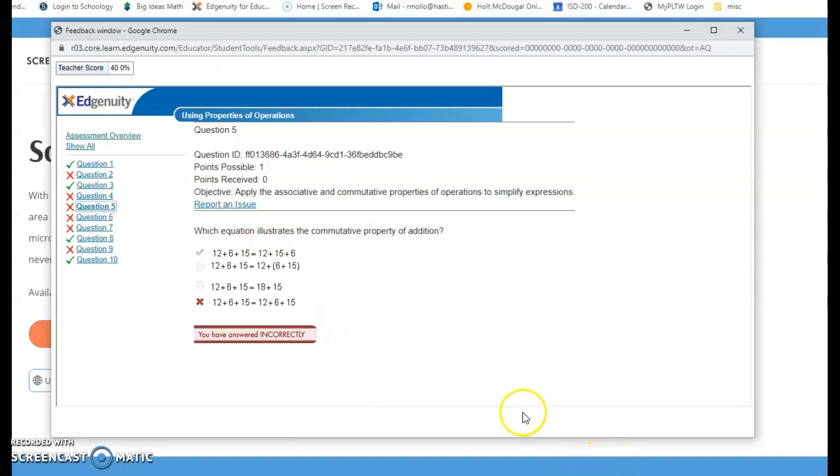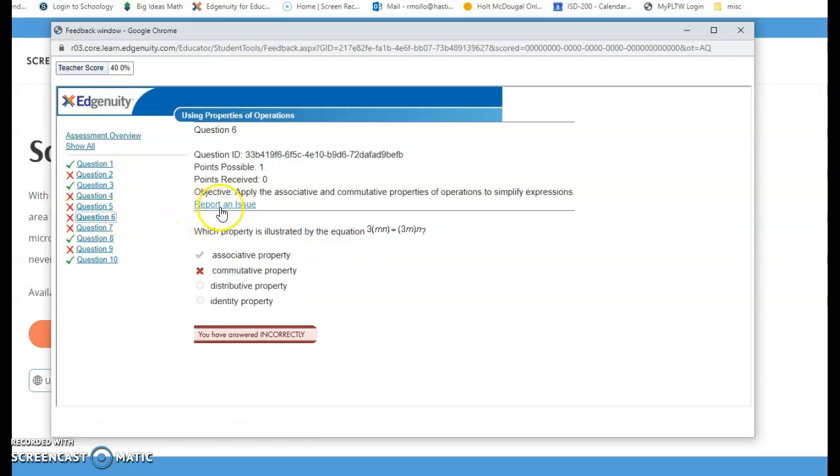Commutative property, like I said, think of the word commute. It's the same thing forward and backwards. So 12 plus 6 plus 15 is the same as 12 plus 15 plus 6. So it's the same order backwards and forwards, and the parentheses aren't changing or anything like that.